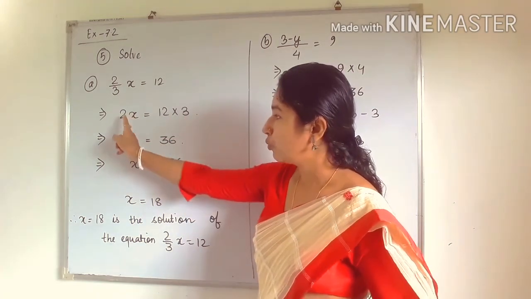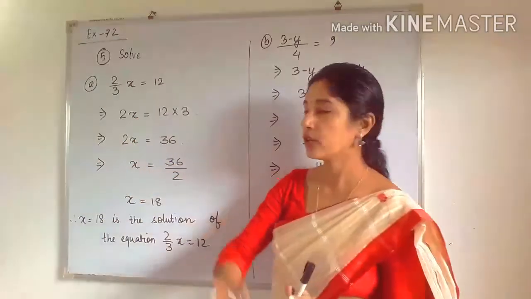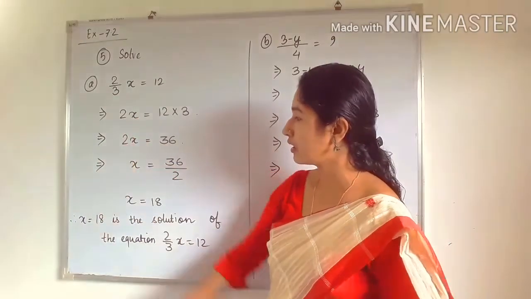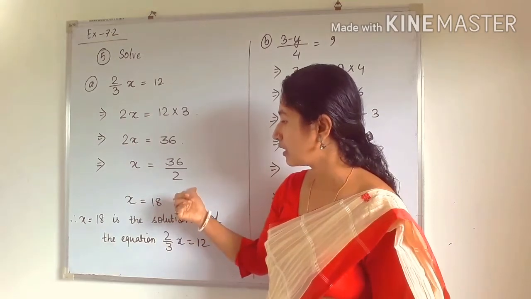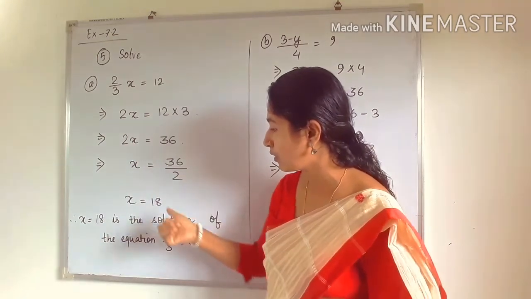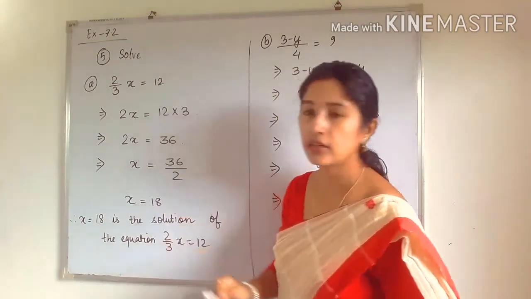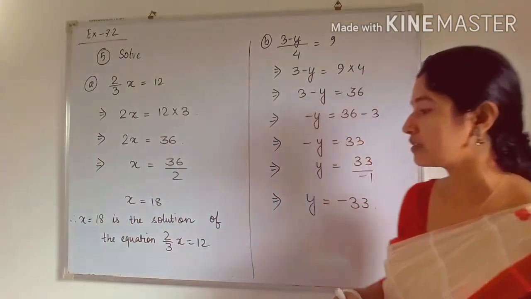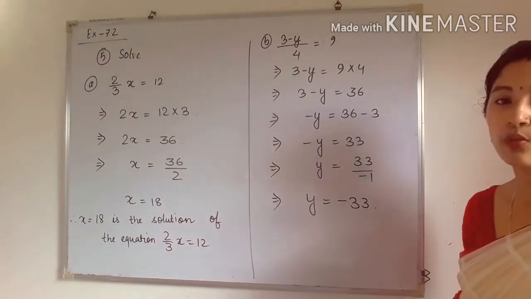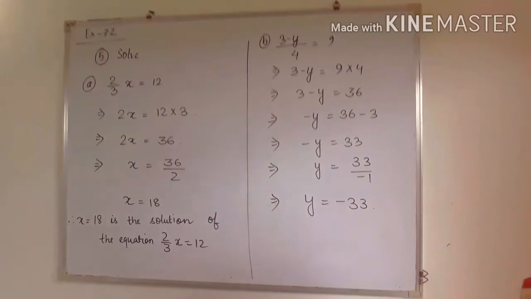After that, 2 is multiplied with x. Already I told you, you have to keep x at one side alone. So 2 is multiplied here. So when we transfer to that side, it will get divided. So 36 by 2 will be what? And you cancel it out, you will get 18. So we can write the solution. Therefore, x is equal to 18 is the solution of the equation 2 by 3 into x is equal to 12.